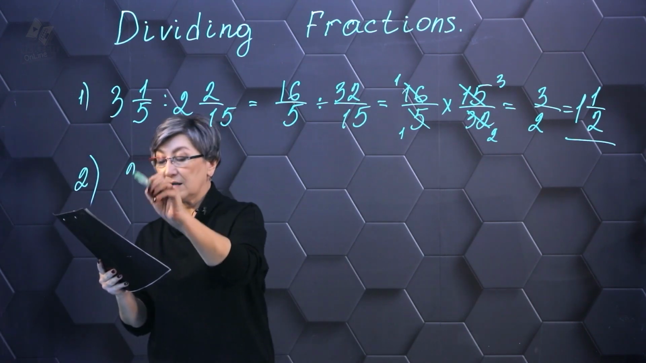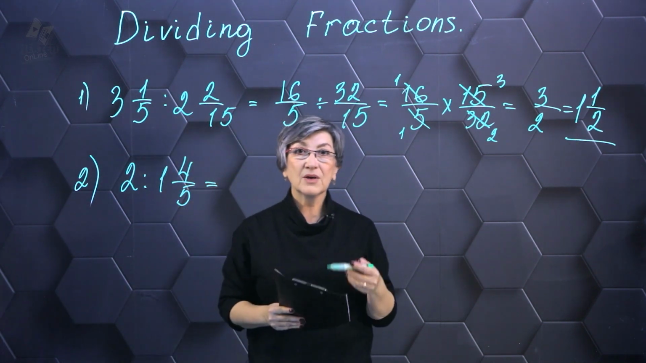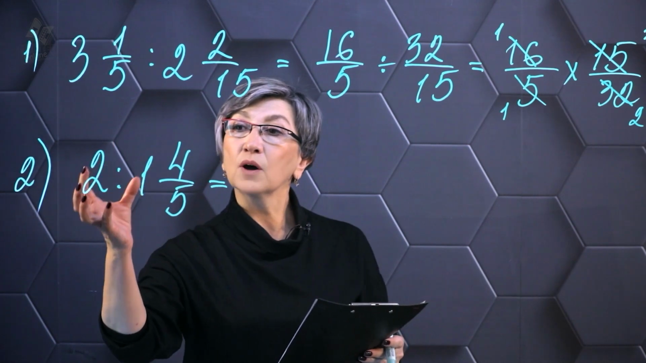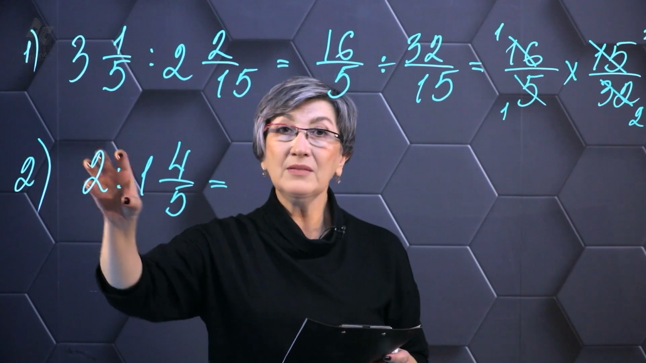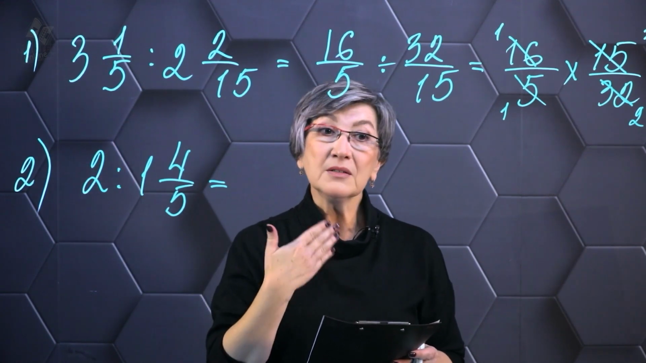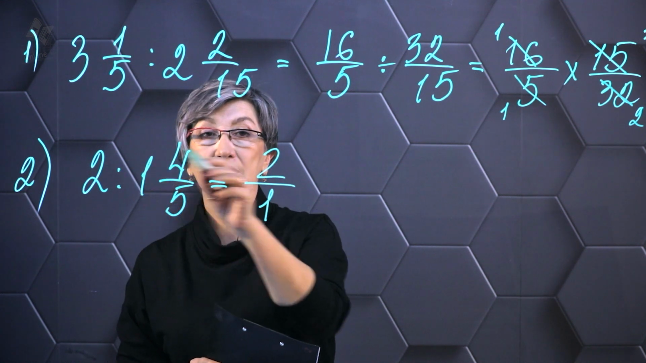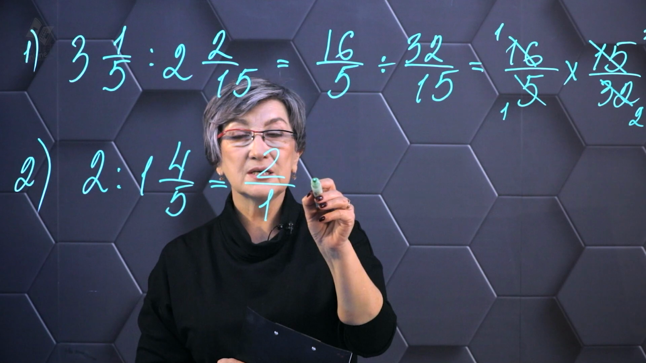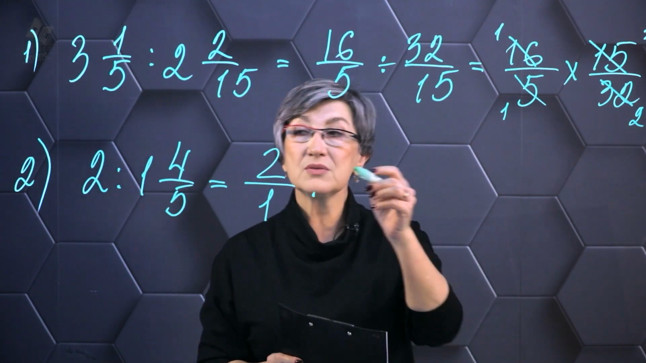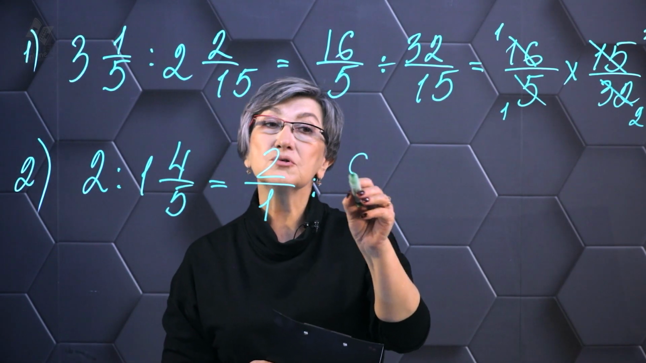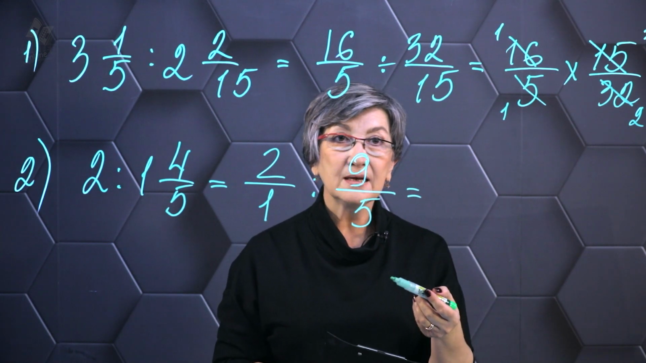Second assignment. I'm going to divide 2 by 1 whole 4/5. Just like in multiplication, I need to divide a fractional number by a fractional number, but 2 is not a fractional number, so I need to write it down as a fraction. I write 2 as 2 over 1, then I divide it by 1 whole 4/5, and that's a mixed number. I have to convert it. 1 times 5 is 5, plus 4 is 9, so 9/5.